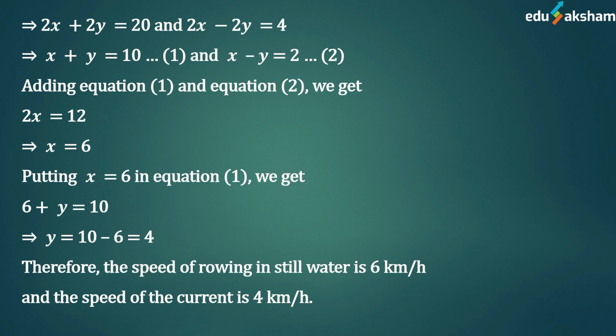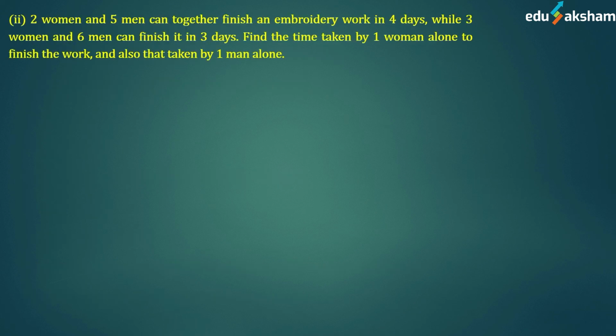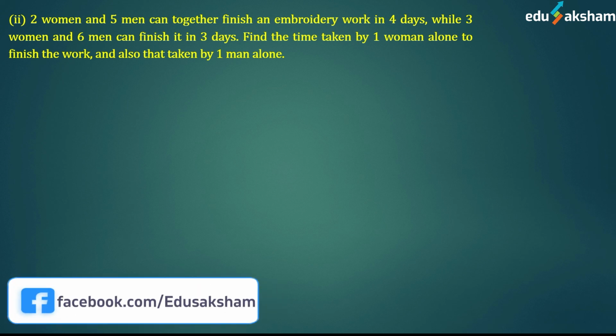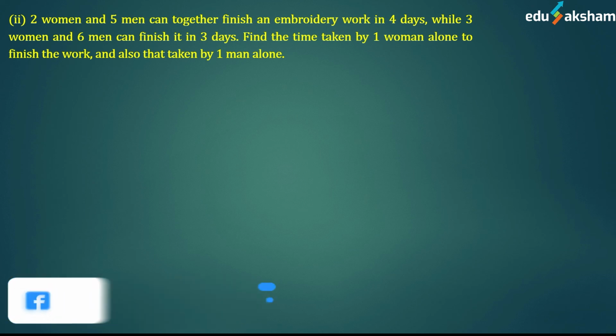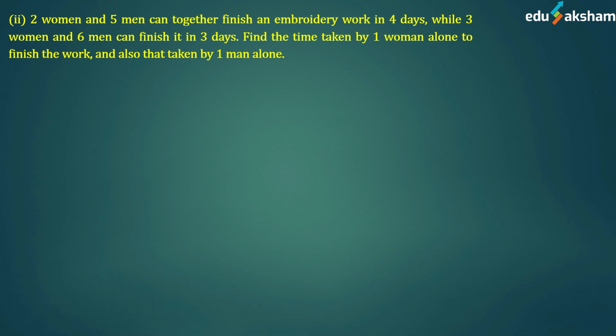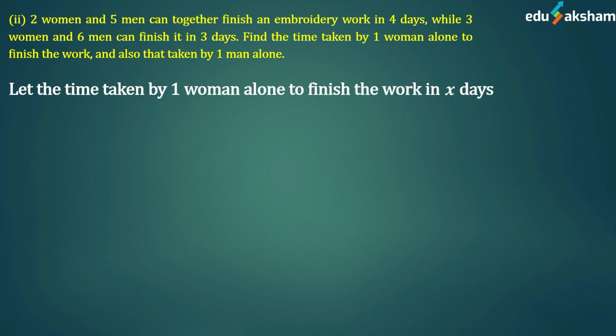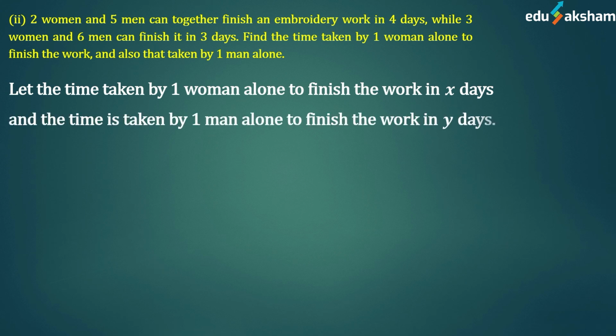Now let us have a look at the next question, which is 2 women and 5 men can together finish an embroidery work in 4 days, while 3 women and 6 men can finish it in 3 days. Find the time taken by one woman alone to finish the work and also that taken by one man alone. So let the time taken by one woman alone to finish the work be x days and the time taken by one man alone to finish the work be y days.